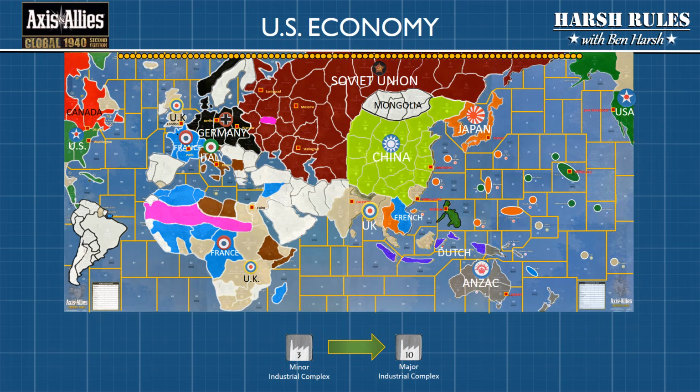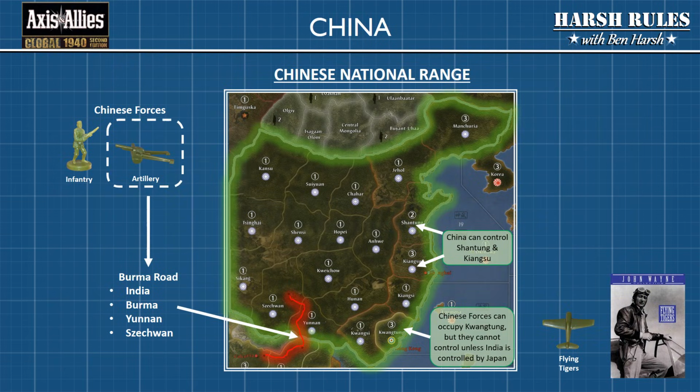This rule is for the US player regarding their economy. When the industrial complexes in the eastern, central, and western United States begin in the game, they are minor industrial complexes. However, once the United States enters a state of war, these industrial complexes immediately upgrade to major industrial complexes at no cost. Let's talk about the rules for playing China.